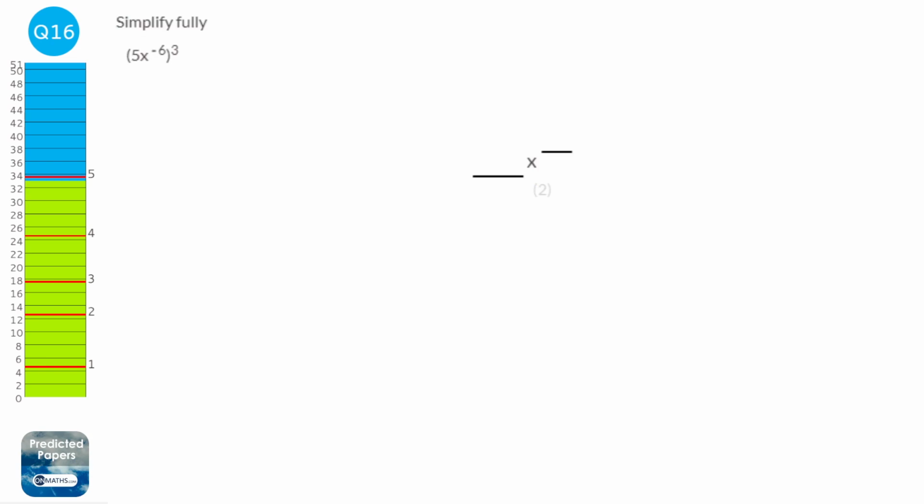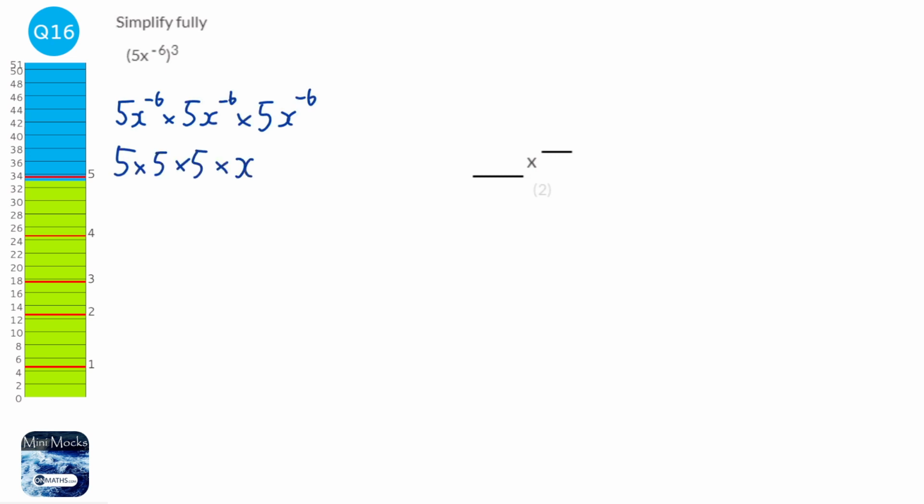When something is cubed, you times it by itself 3 times, so we're going to do the same here. So we've got 5x to the power of minus 6 times 5x to the power of minus 6 times 5x to the power of 6. We're going to put the 5's together, so 5 times 5 times 5, and the x to the power of minus 6's together.